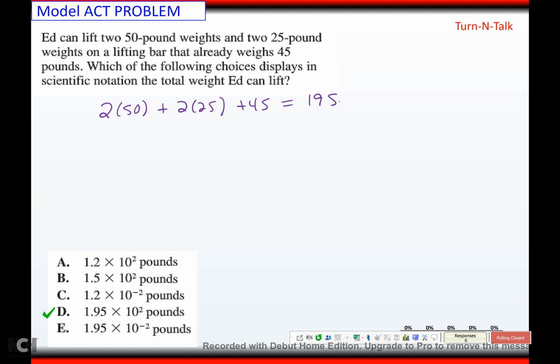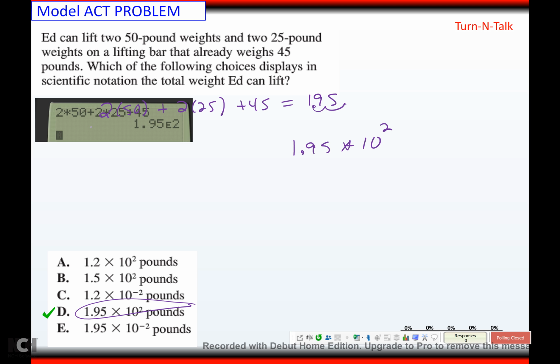But they want it in scientific notation, which means my decimal needs to go there. 1.95 times 10 to the, it was 2 places to the right. Again, you can type it in your calculator, and if you put your mode in scientific mode, it'll put your answer there in scientific. And just remember that E is your exponent.